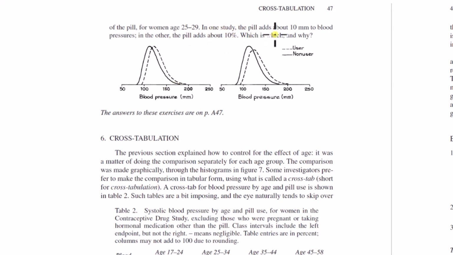In one study, the pill adds about 10 millimeters to blood pressure. So the dotted line is the user. So the dotted line, they have the pill. They took the pill. Okay? And so you can see this gets a bit wider. If we're comparing percentages, we're comparing the areas. So all of a sudden you have users and it gets a bit wider.